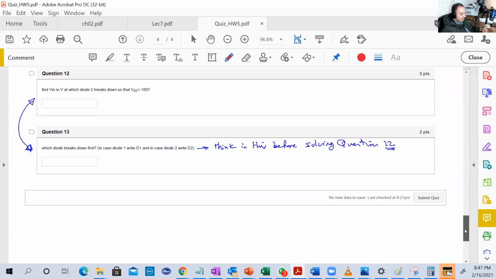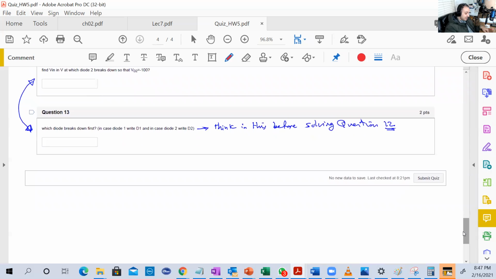Okay, one last thing here to mention is that this is not a numerical answer. Okay, I am asking here which one will go into breakdown first. So if you figure out that D1 will go first, then write D capital 1 without a space between the D and the 1. If you figure out that D2 will lead, just write D2 without a space between the D and the 2. Okay.